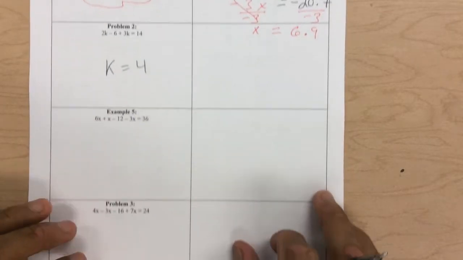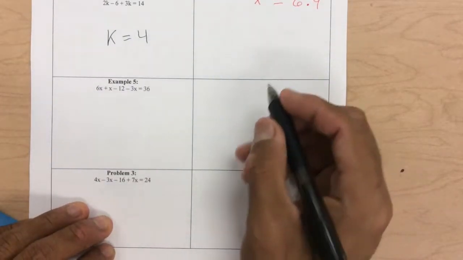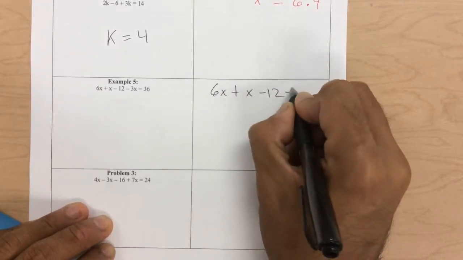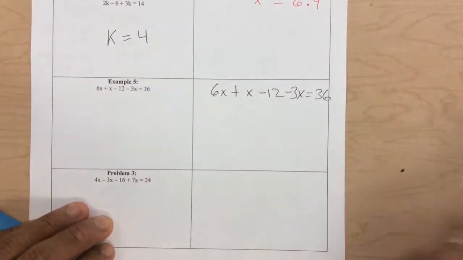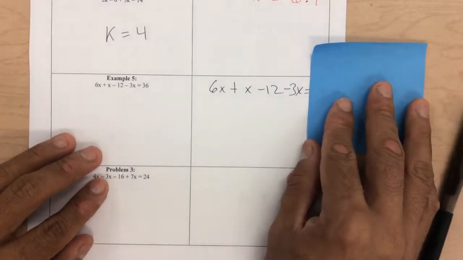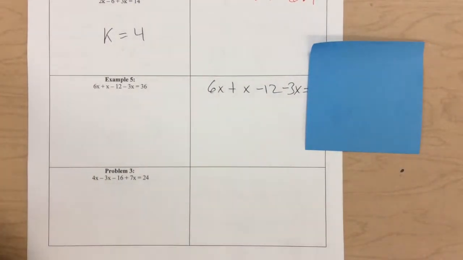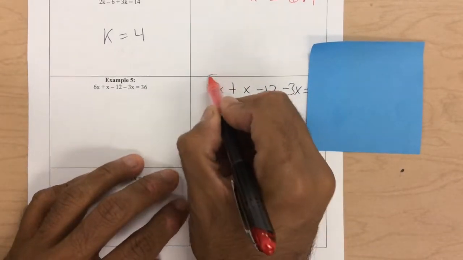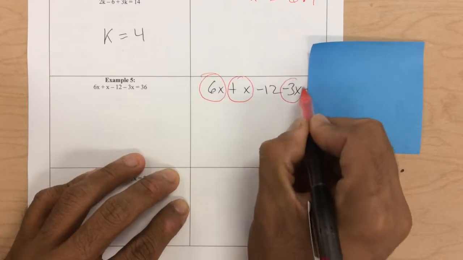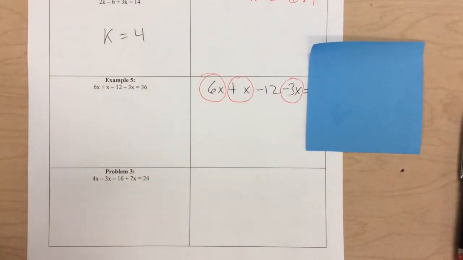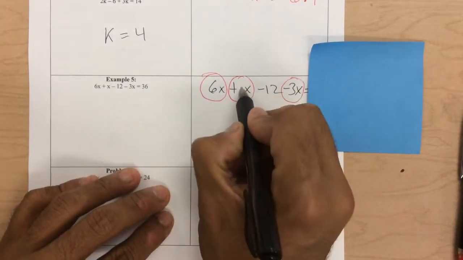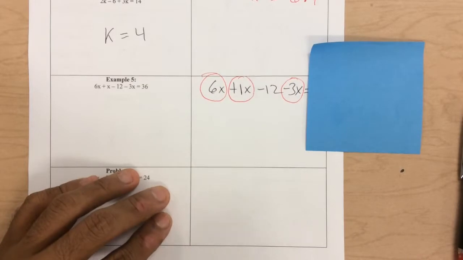Okay, moving on. Example 5. Example 5 is 6x plus x minus 12 minus 3x equals 36. Now, step 1, look at the left side of the equal sign. Can you combine any like terms? I can. I can do the 6x, I can do the plus x, and I can do minus 3x. Now, before I move any further, if there's a variable without a number in front of it, it's implied to be a 1. So I'm going to go ahead and add a 1, so it will be a plus 1x.